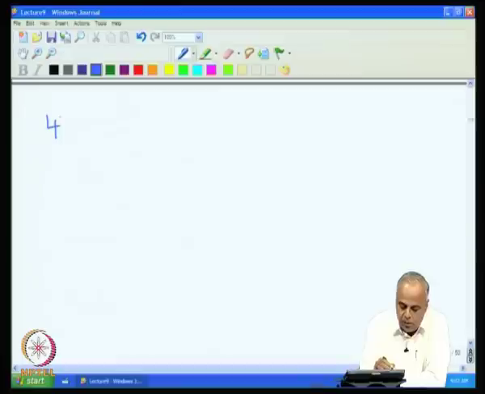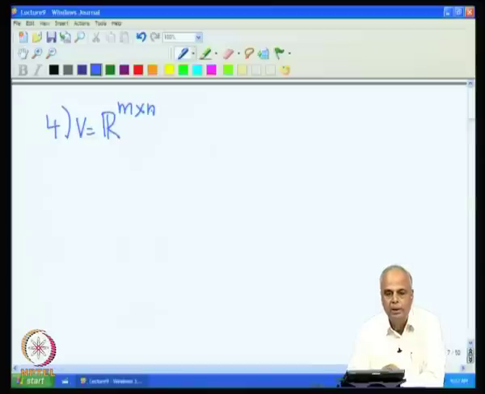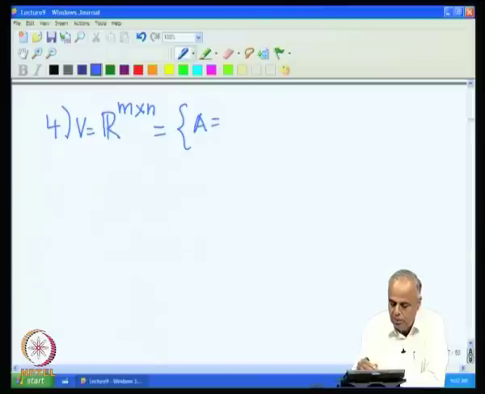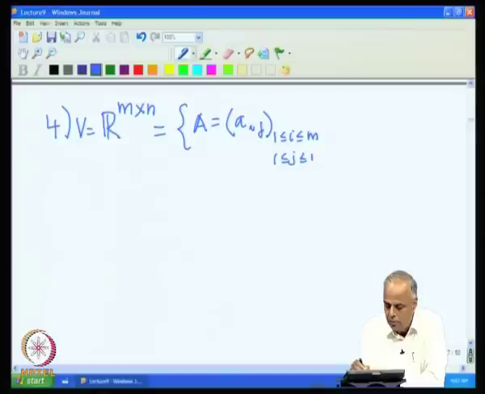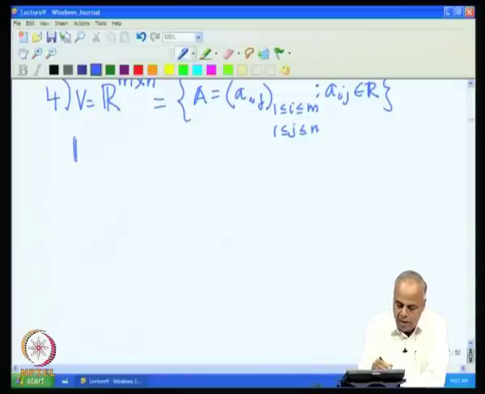The next example we will look at is, let us start with R and look at all m by n matrices whose entries are real numbers. So, these are all the matrix spaces, they are all matrices A_ij where there are m rows and n columns, and all the entries are real numbers. So, let us consider all the real matrices with m rows and n columns, and let us take F to be R.